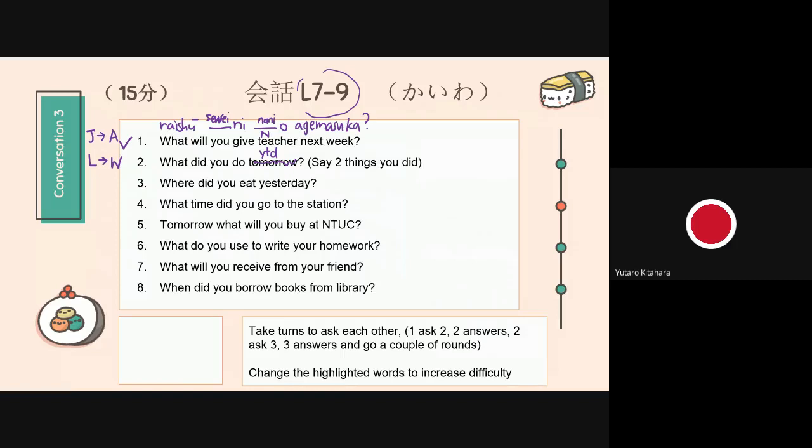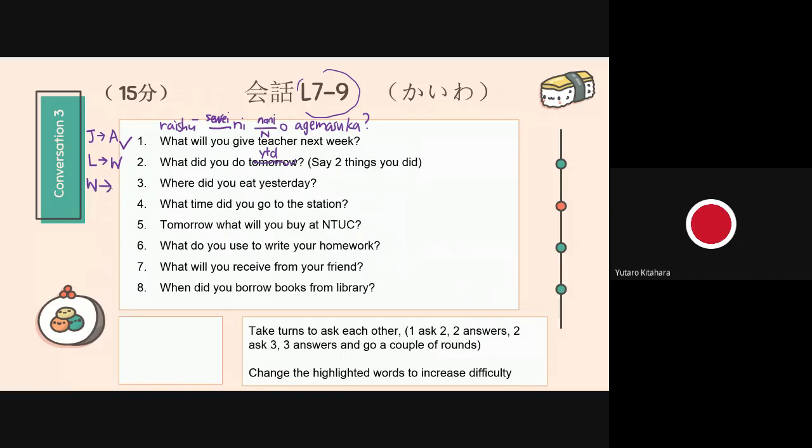I ask Wenda. Kino nani wo shimashita ka? What did you do yesterday? Eiga wo mimasu. Very good. Kaimono. Okay, very good. You must have a verb. So kaimono shimashita. Of course if you just say kaimono, I'm not sure what you're saying. No problem. Very good.